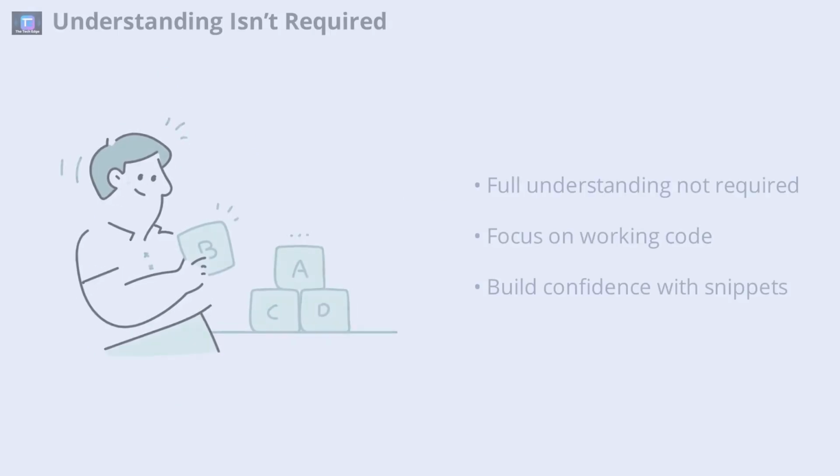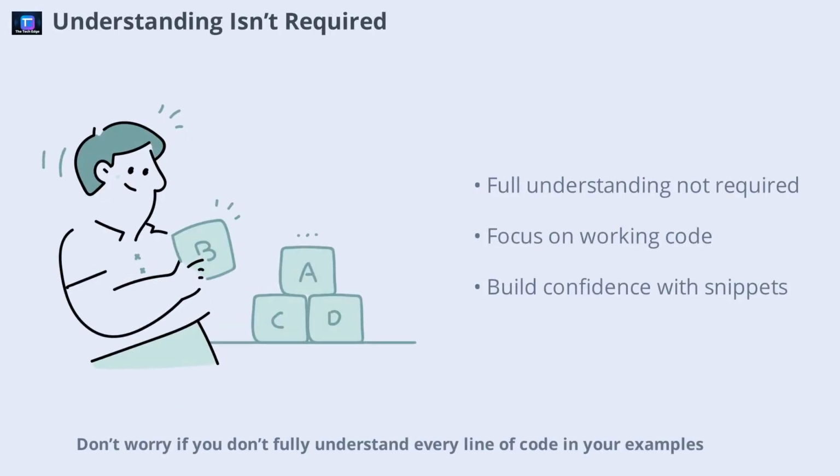Don't worry if you don't fully understand every line of code in your examples. You don't need to be a physics expert to use Matter.js. It's enough to know that one piece of code makes things bounce, and another makes things stick together. The goal is to have working snippets you can reference and build upon, not to master every underlying concept. This mindset keeps you moving forward without getting stuck on the details.